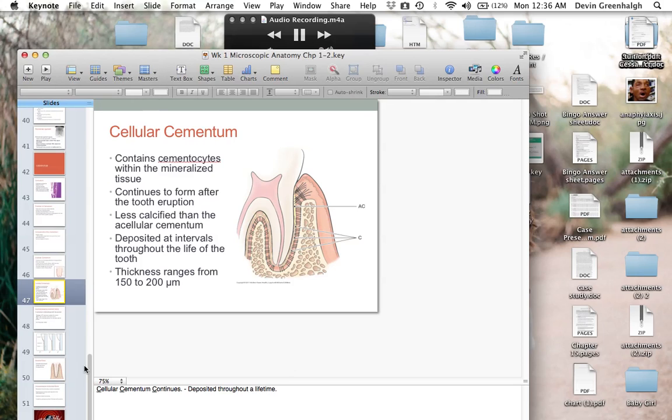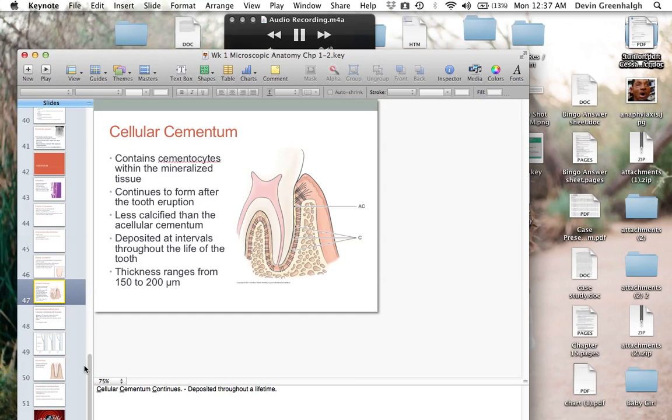CEJ, cemento-enamel junction. How do cementum and enamel come together? Three different ways: overlapping, meeting, and gap. Overlapping means cementum overlaps enamel. Meeting means cementum meets enamel perfectly. And gap means there's a space.